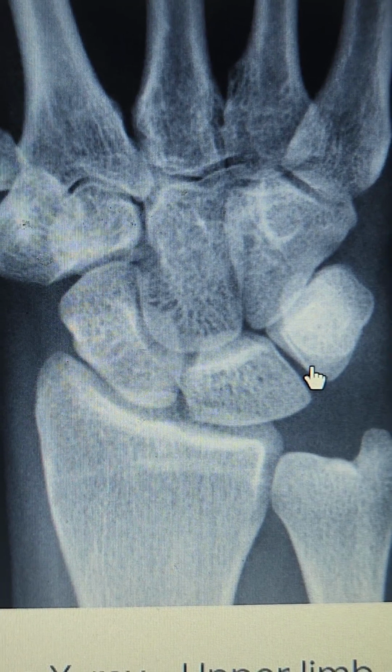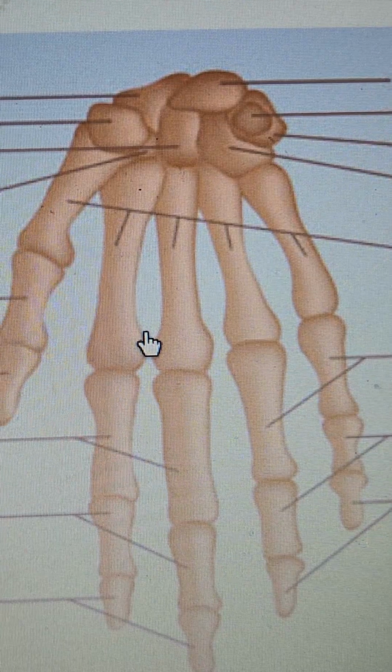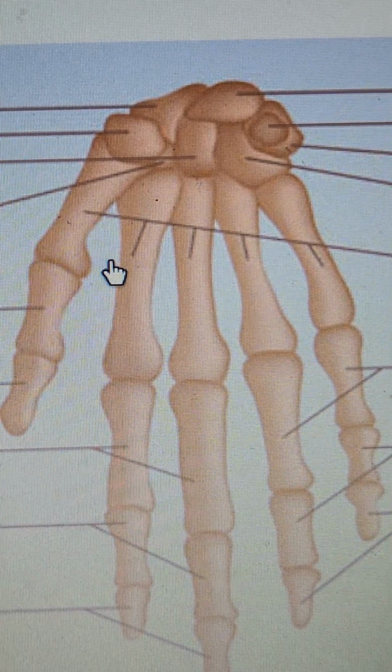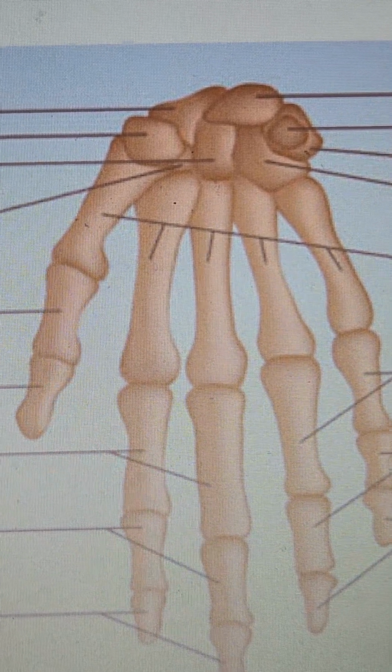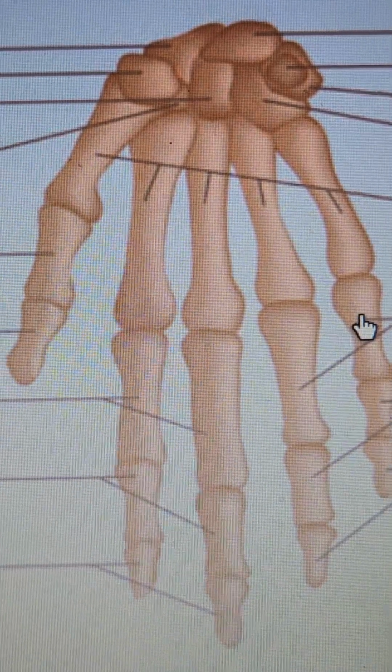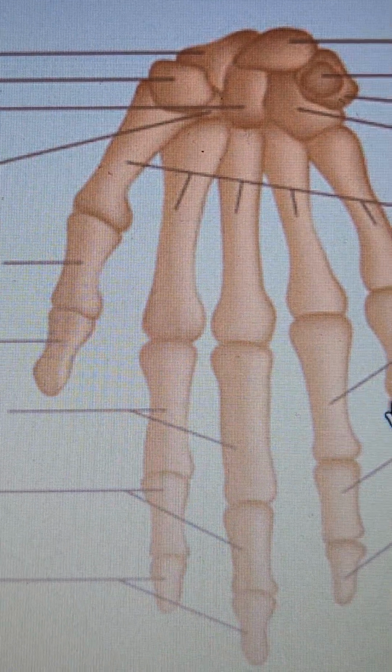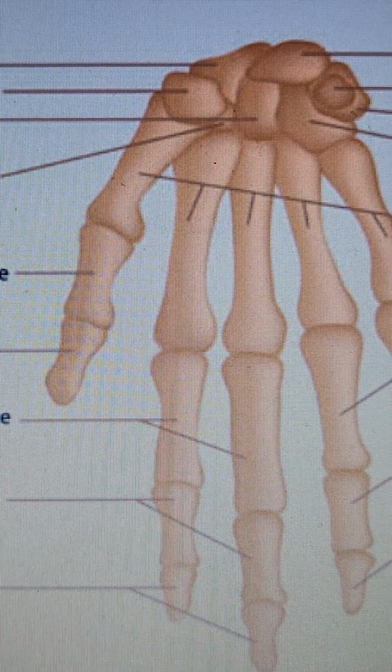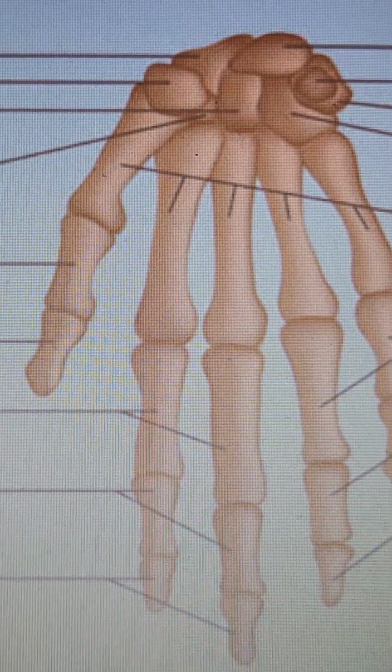Next in the arm is the carpals. Then in the hand, we have the metacarpal bones, which are right here with the lines on them. Right here is the proximal phalanges. These are the middle phalanges, and these are the distal phalanges of the hand.